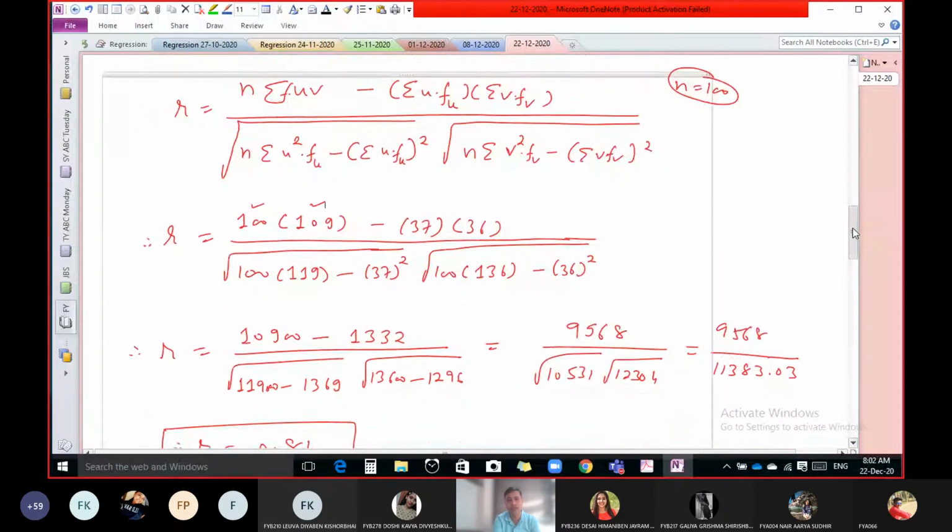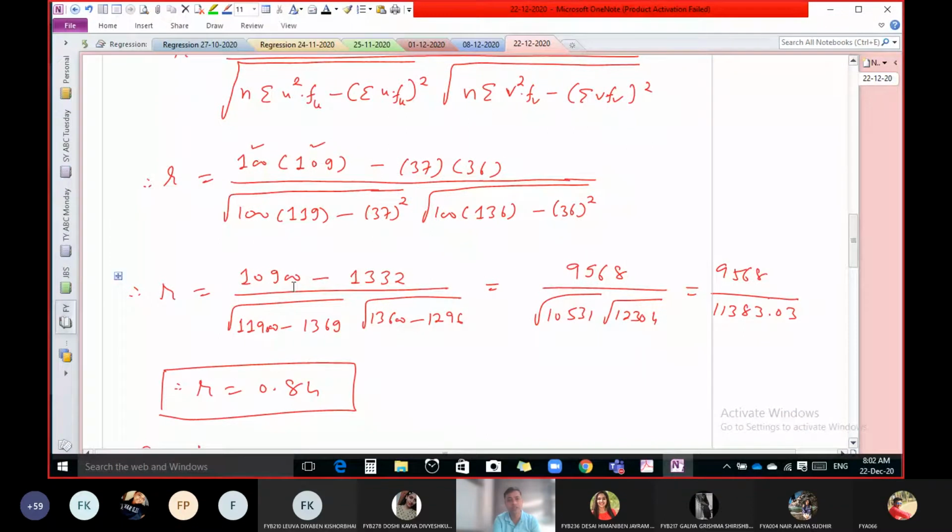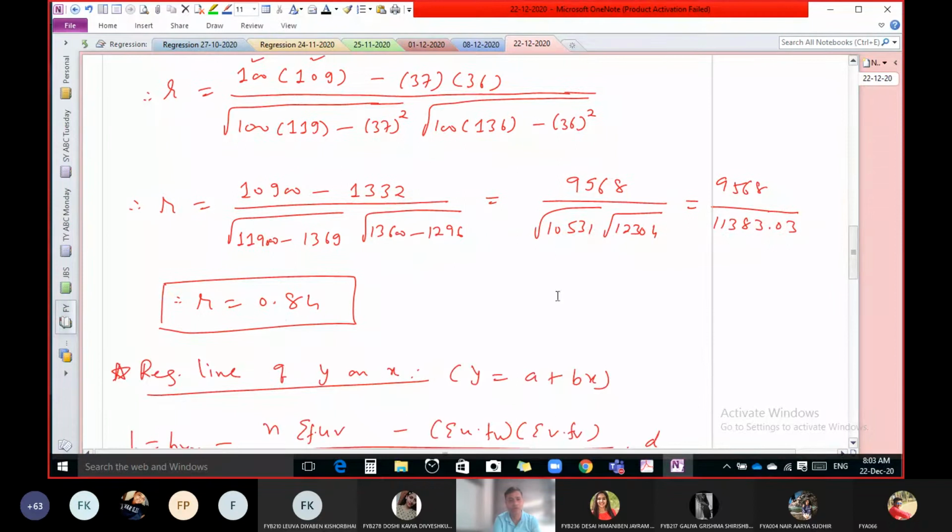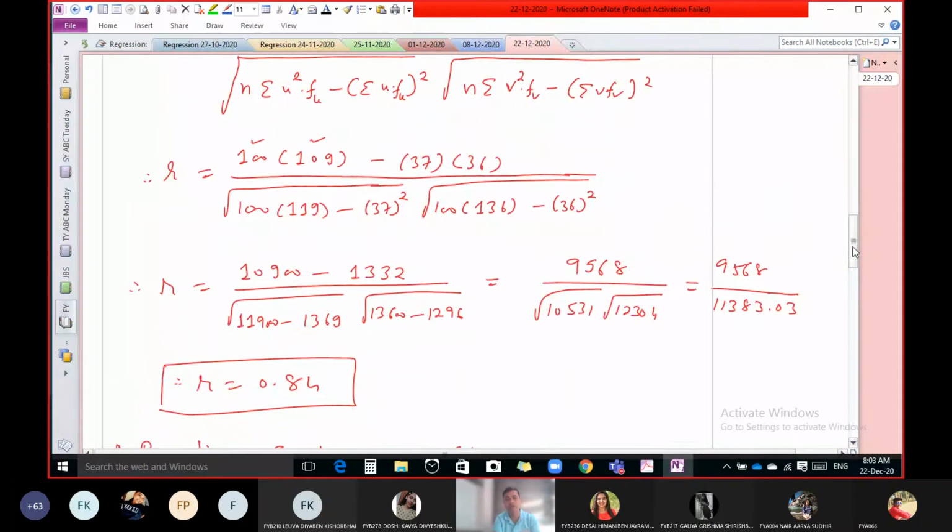Simple calculation is required. This into this is 10,900, 37 into 36 is 1332, subtraction of that is 9568. This is 11,900 and 37 square is 1369, subtraction of that is 10,531. Similarly, here 13,600 minus 1296 is 12,304. Multiplying these two and taking its square root, we get 11,383.03, and the final answer is 0.84. So this is the way to find out correlation for 100 observations.